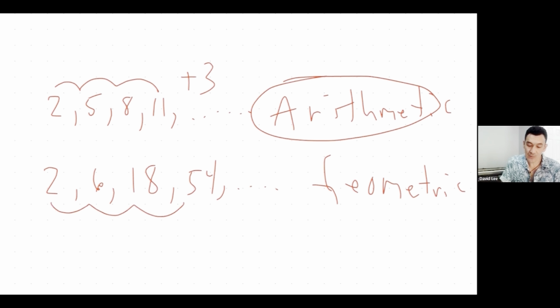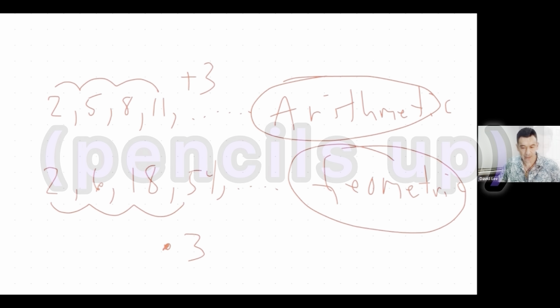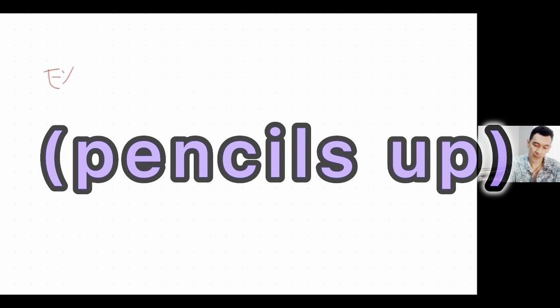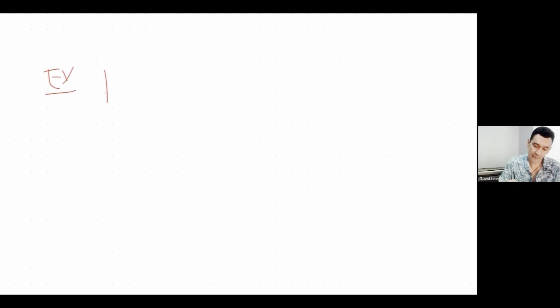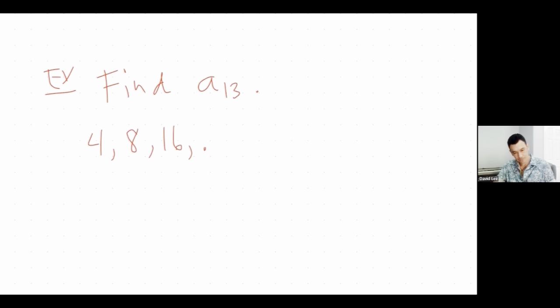In the bottom, no. Here, it is 3, but it is multiplication. You see that? That's a huge difference. So when it jumps through multiplication, your sequence is geometric. So that's what we're doing today. So example, let's say the goal is to find a sub 13. And you're given 4, 8, 16, and so on and so forth, like that.